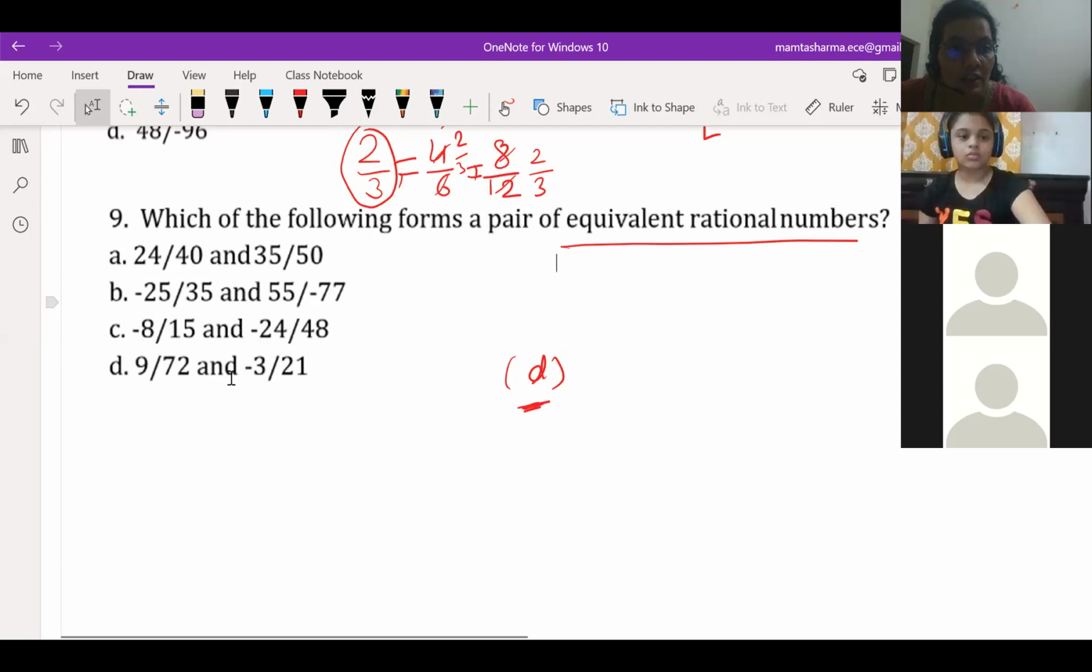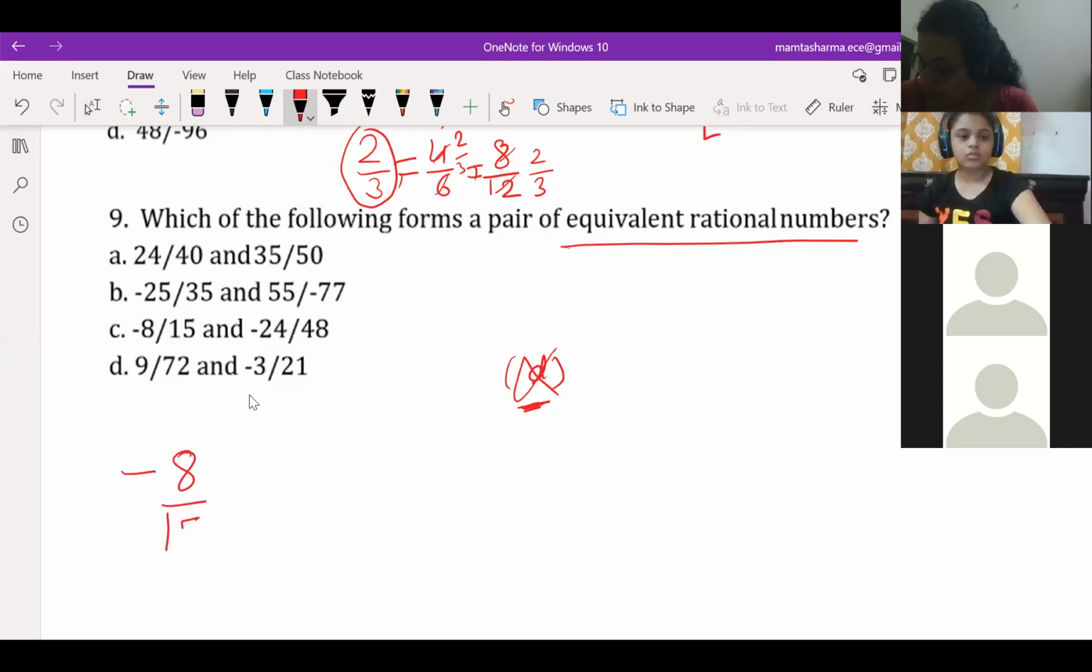One is negative, one is positive. So is positive equal to negative? They will not be equal. So D is not a correct choice. Ma'am, the C one, how?